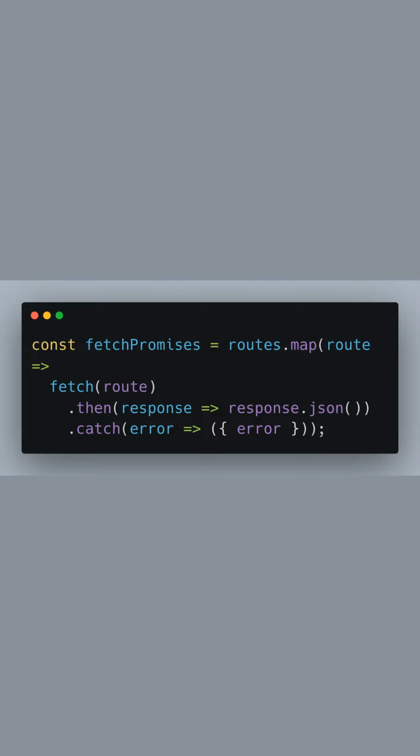We're mapping over the array of routes, converting each one into a fetch promise. The fetched response is parsed as JSON. If an error occurs during one of these fetches, rather than throwing an error and stopping the whole process, it is caught, and an object with the error is returned, ensuring the continuation of the other fetch operations.